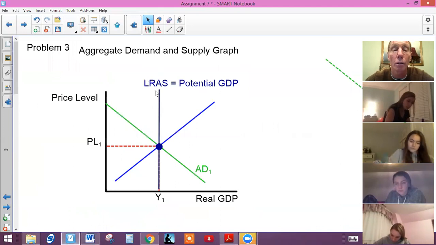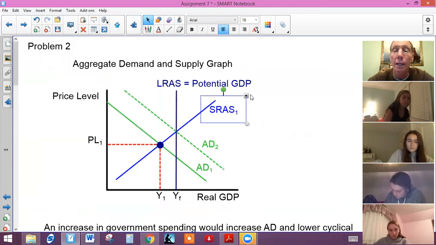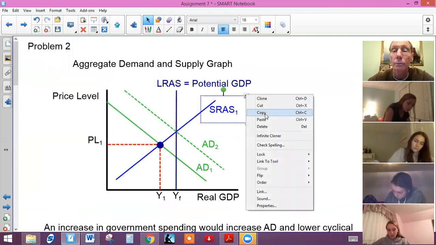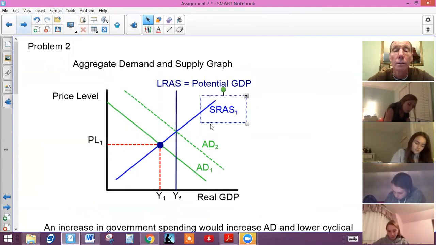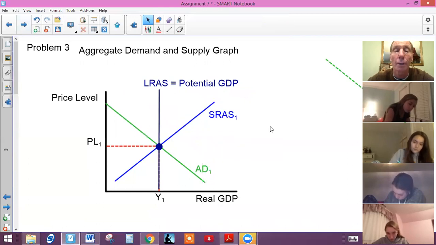With the long run aggregate supply curve intersecting with the aggregate demand and the short run aggregate supply, which once again I don't have there, and I should. Let me just grab this again. Okay. So that's that. Pretty easy.